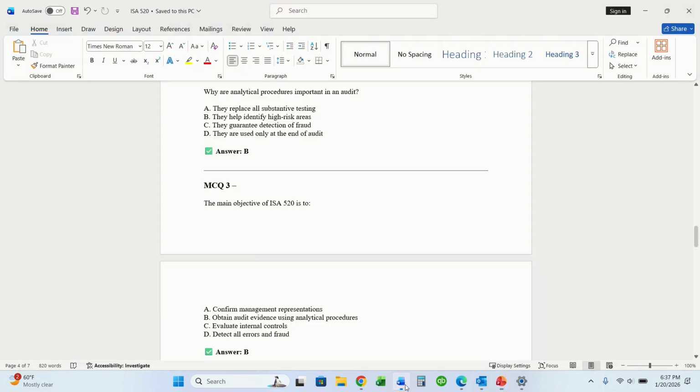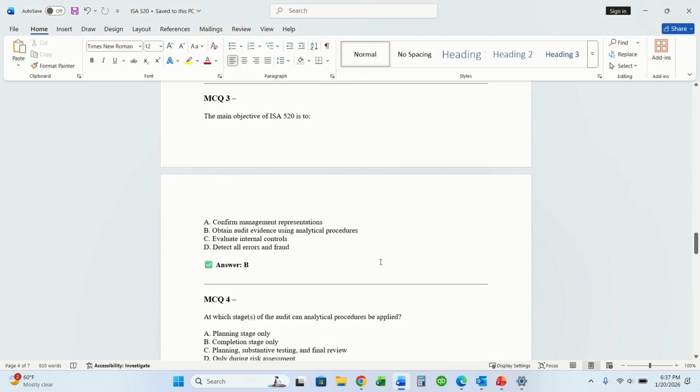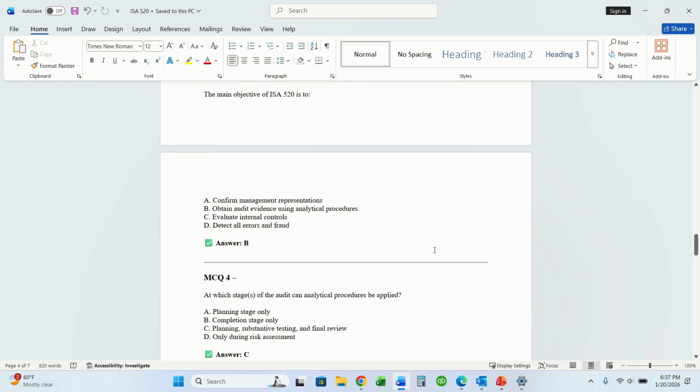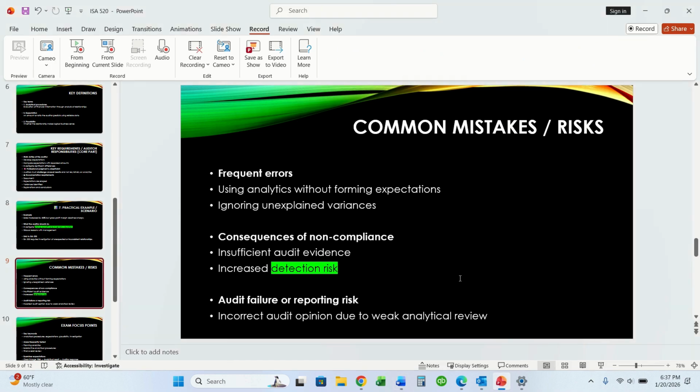Let's see if we have any MCQ relating to this topic. At which stage of the audit can analytical procedures be applied? No, we haven't studied it yet. So let's move forward to the slides.